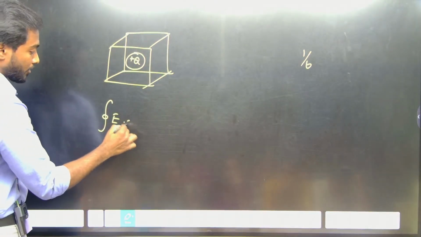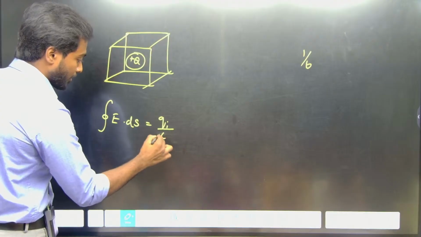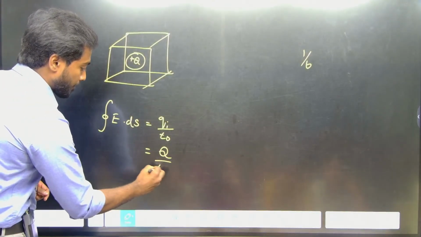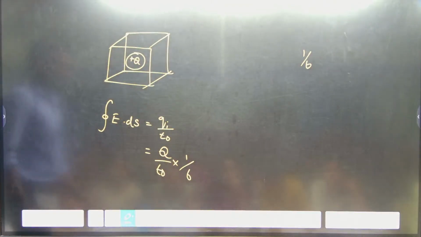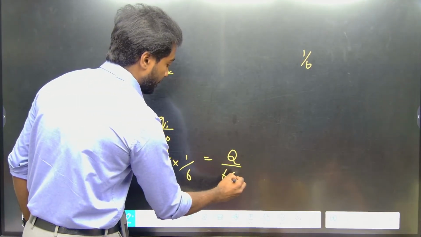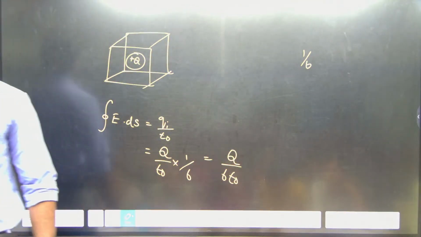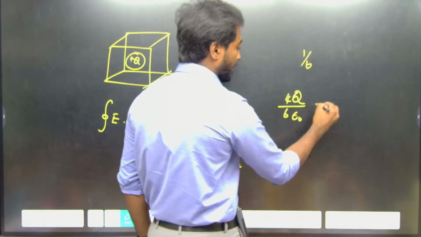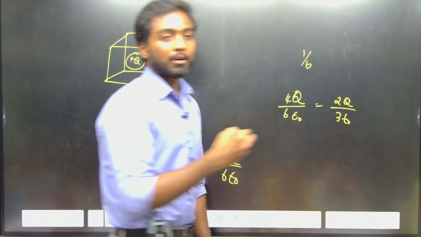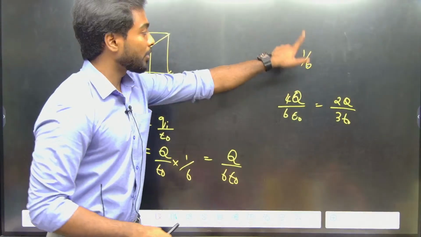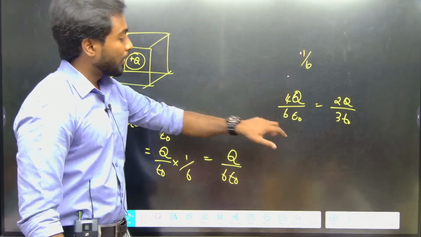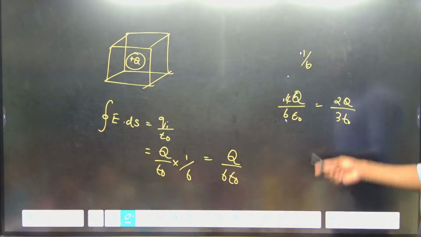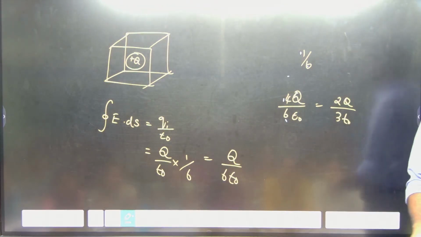Now what is the formula? Integral E dot ds will be equal to q in by epsilon naught, but they are talking about only the one face, which is nothing but q by epsilon naught into 1 by 6, which is equal to q by 6 epsilon naught. If they are talking about the 4 faces, which is nothing but 4q by 6 epsilon naught, which is nothing but 2q by 3 epsilon naught. Getting the point? Out of 6 faces, right now I am talking about only one face. Out of 6 faces, 4 faces I am talking. If I talk about every face coming out, so 6 by 6, which is nothing but q by epsilon naught, okay. Take down.